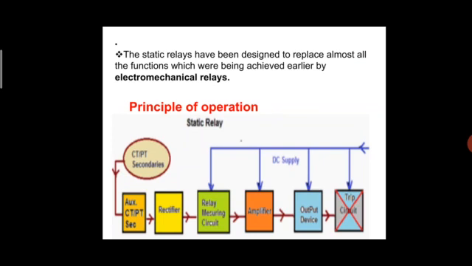DC supply is given to the circuit. The relay measuring circuit does the measuring. The rectifier rectifies the fault quantity. These connections are the principle of operation of the static relay.